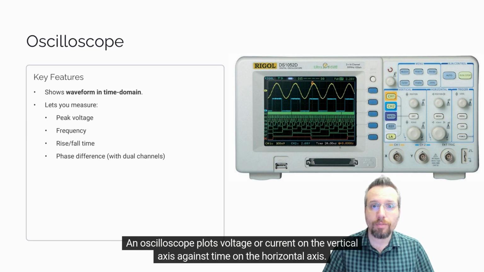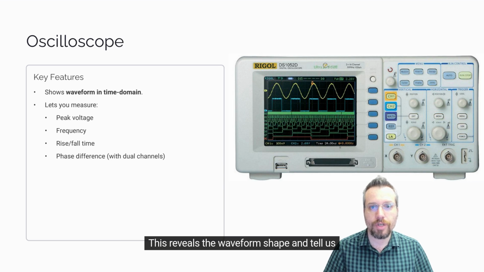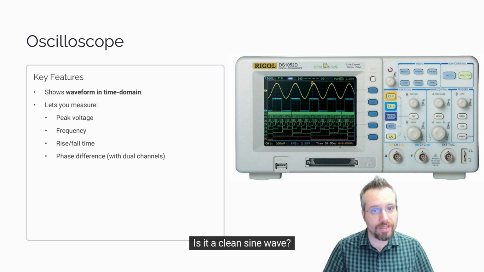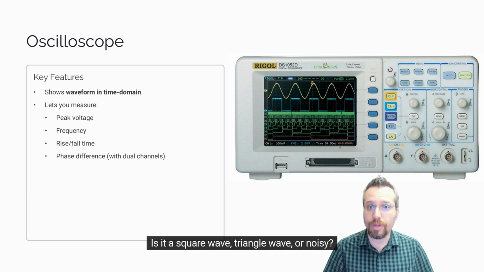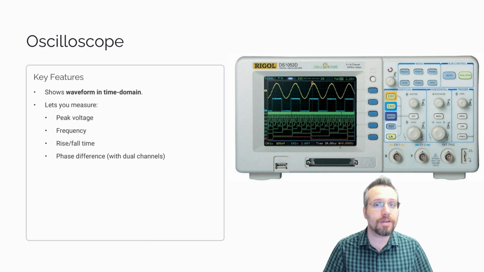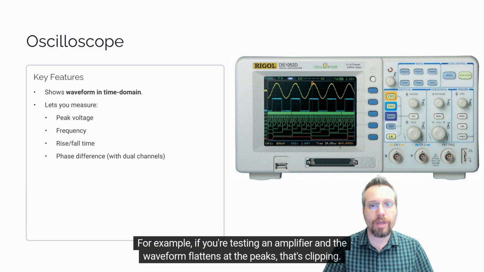An oscilloscope plots voltage or current on the vertical axis against time on the horizontal axis. This reveals the waveform shape and tells us, is it a clean sine wave? Is it a square wave, triangle wave, or noisy? Is there distortion, overshoot, or clipping? For example, if you're testing an amplifier and the waveform flattens at the peaks, that's clipping.